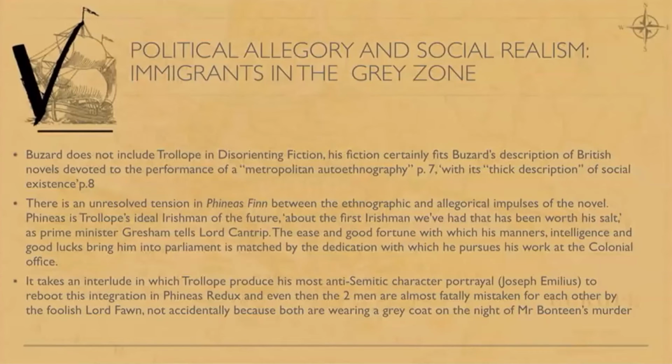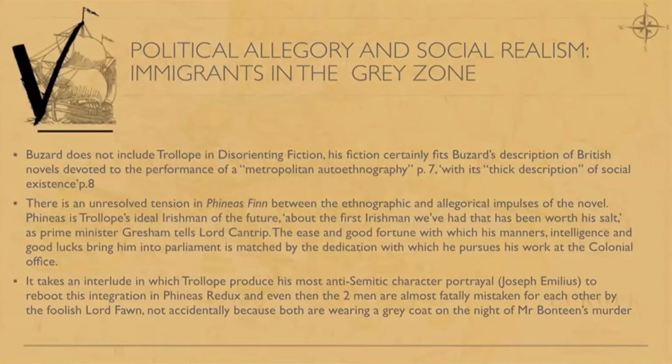James Buzzard doesn't include Trollope in Disorienting Fiction, which is his analysis of the emergence of an ethnographic mode within fiction, which he argues precedes the emergence of anthropology and ethnographic approaches within social sciences. But certainly within Trollope, you can see this thick description of social existence at every step, really, within the novels. There is a class bias within it, and we can talk a little bit about that as we go through this.